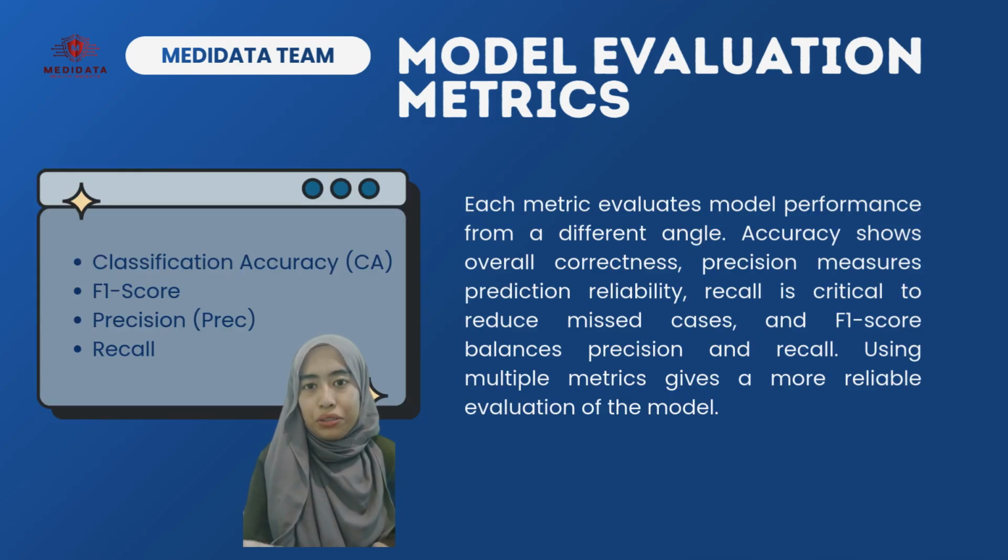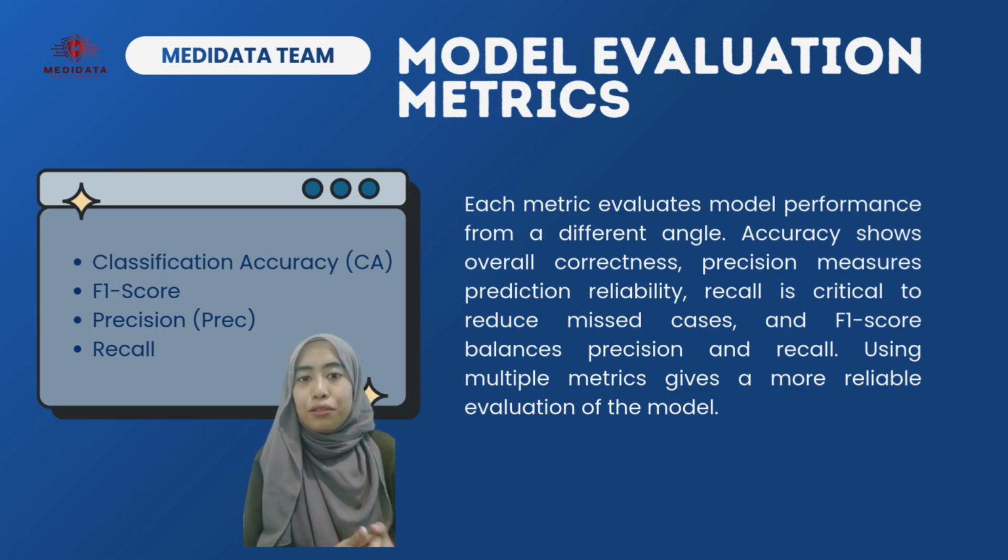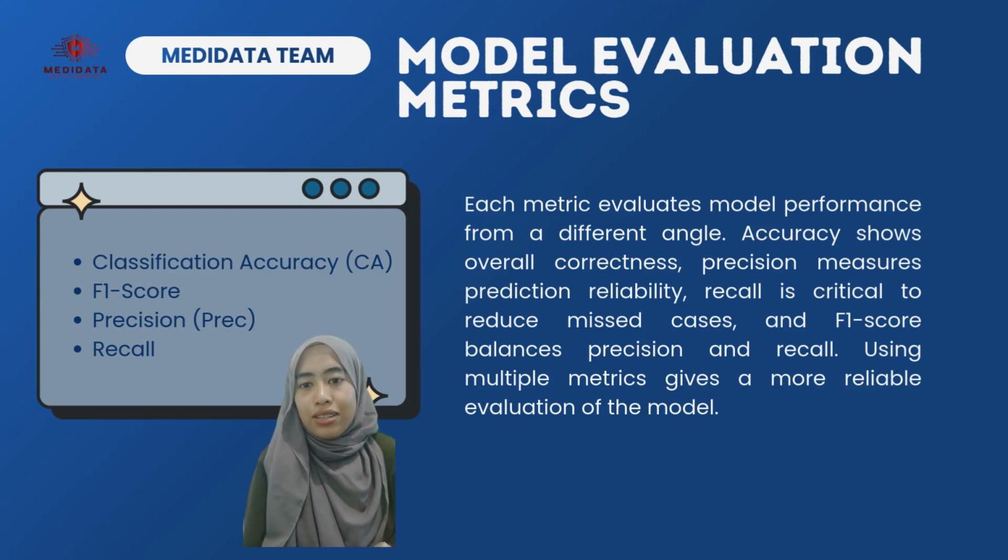So for model evaluation metrics, we have classification accuracy, AUC, F1 score, precision, and recall. Each metric evaluates model performance from a different angle. Accuracy shows overall correctness. Precision measures prediction reliability. Recall is critical to reduce missed cases. And F1 score balances precision and recall. Using multiple metrics gives a more reliable evaluation of the model.